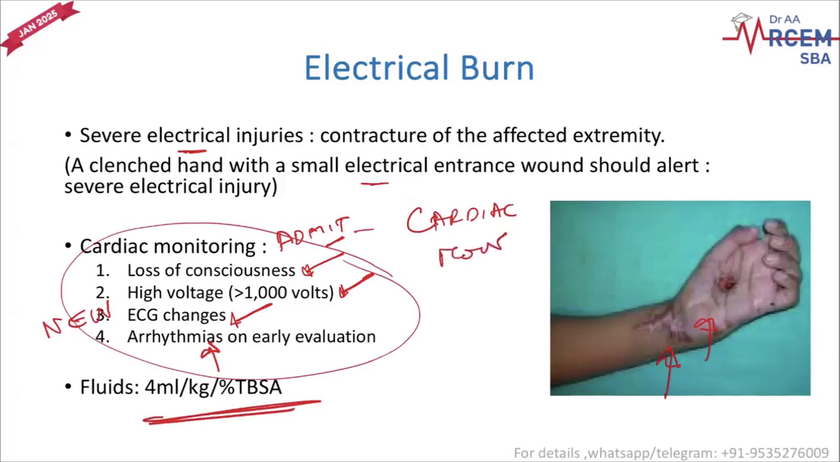Fluid, as we discussed previously, we give an increased amount of fluids in electrical burns, that is 4 ml per kg per percentage of total body surface area of the burn. Remember that you are only including the partial and full thickness. Superficial burns are not included while you are calculating the total body surface area.